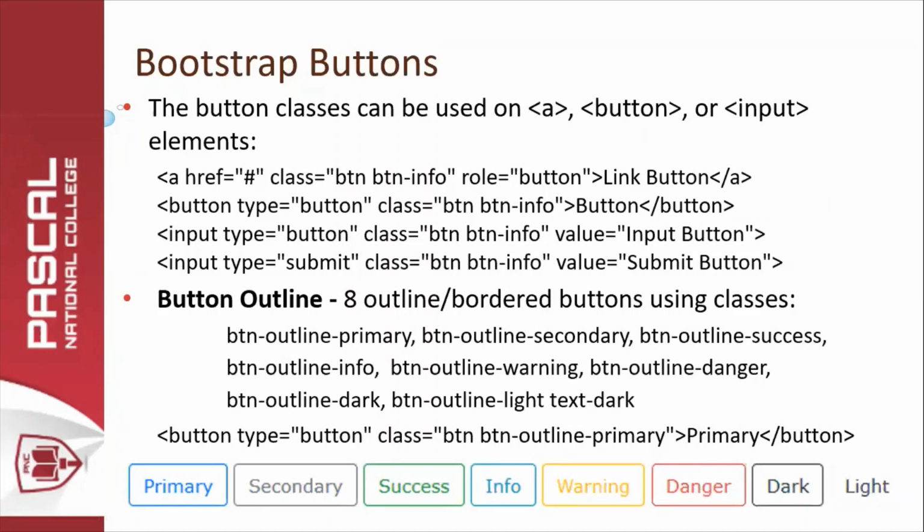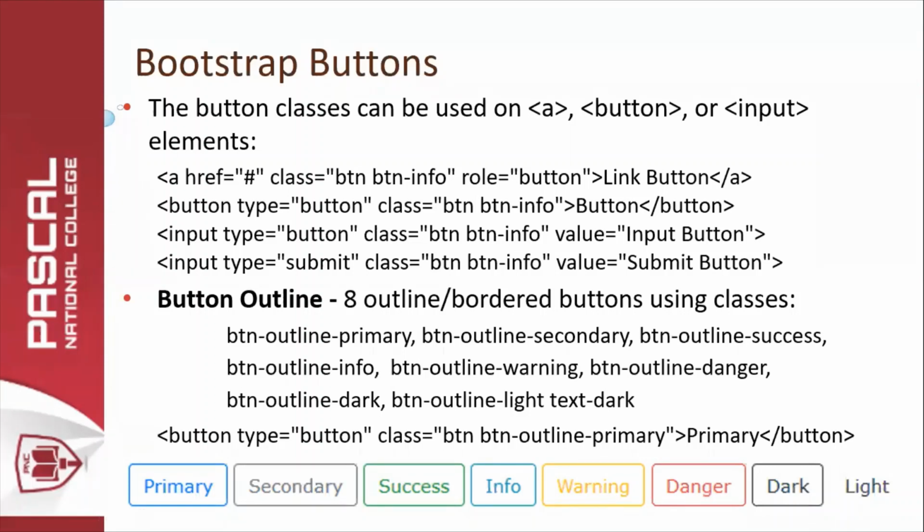The other way is that you can also apply your button classes to your hyperlinks, buttons, or even input controls. For the hyperlink, you just need to call class equals btn btn-info, same as whatever you have done with the button. For the button, we have already done it like this, btn, btn-info. Similarly, for the input type, you can also call your class equals btn-info. Similarly, for the submit button, you can use the class the same way.